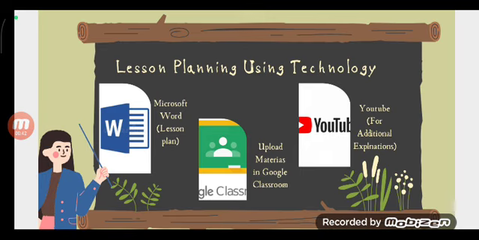As we proceed, we have here lesson planning using technology. As we can see, we have here Microsoft Word, Google Classroom, and YouTube. In lesson planning, I use Microsoft Word to create a structured lesson plan that includes objectives, materials, procedures, and assessment methods. For example, my objective is for students to find derivatives using basic rules such as the power rule. Now, I need to type the steps of the lesson, including examples like finding the derivative of x squared.